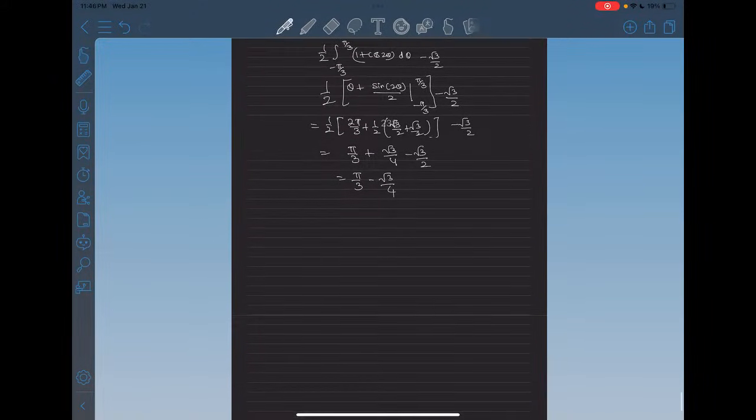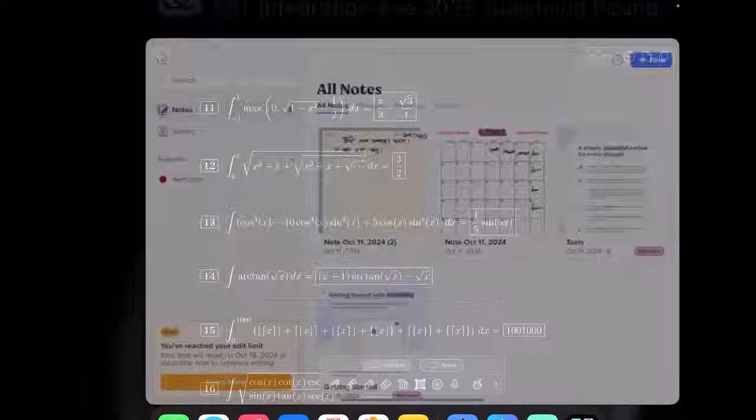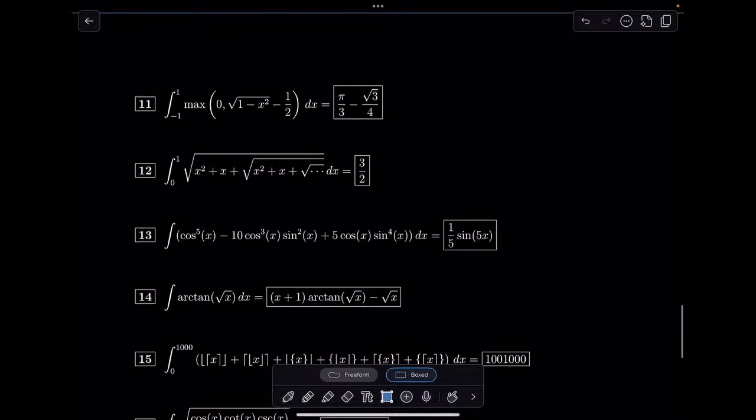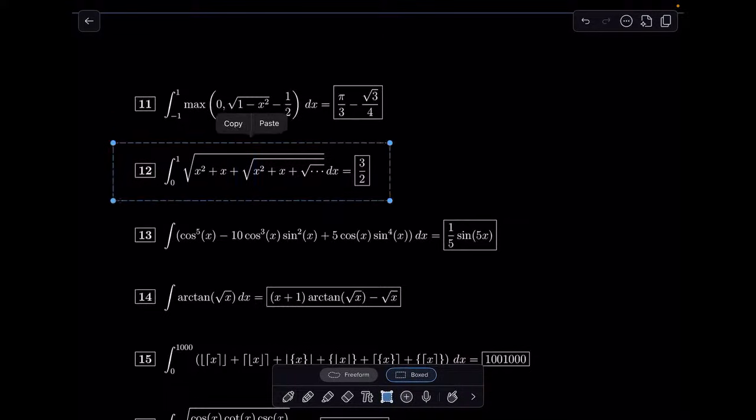Yeah. So this was the 10th problem. Let's go to the 11th problem now. Oh, this was the 11th problem. Let's go to the 12th problem.